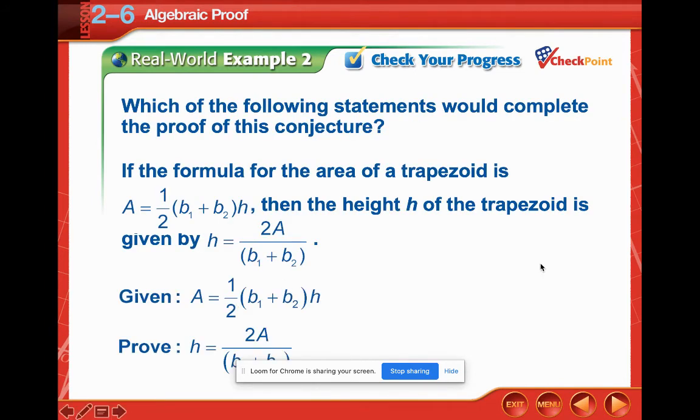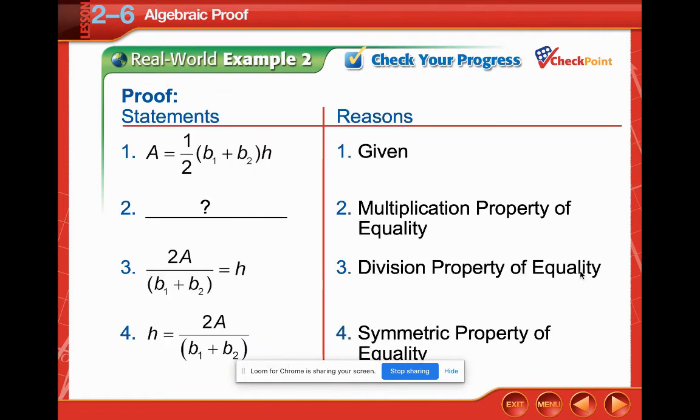All right, which of the following would complete the proof of this conjecture? If the formula for the area of a trapezoid is A equals 1/2 (b1 plus b2) times height, where b1 is base 1 and b2 is base 2, then the height h of the trapezoid is given by h equals 2a over b1 plus b2. So given a equals 1/2 (b1 plus b2) times height, prove height equals 2a over b1 plus b2. Very exciting stuff. So you just need to figure out which statement you're missing in the proof.